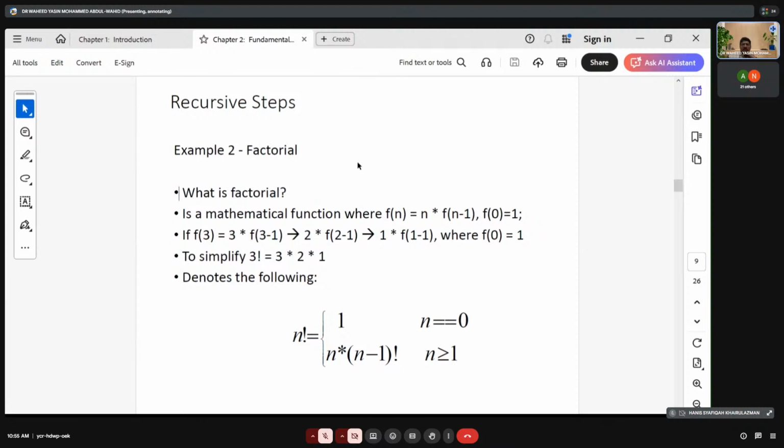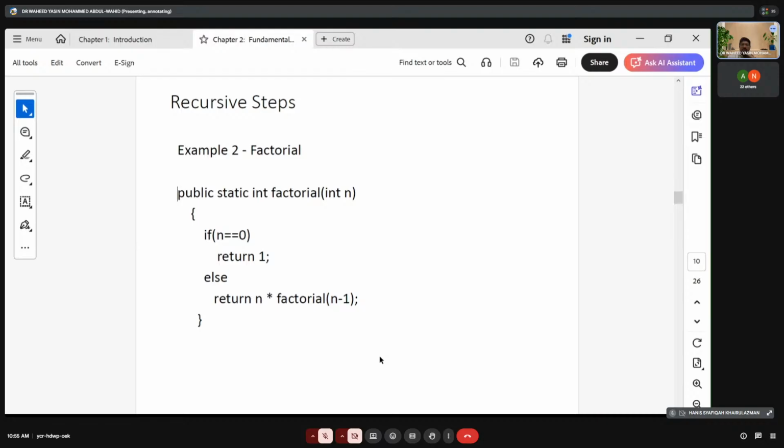Example of factorial. What is factorial? A mathematical function where f(n), the factorial number, n factorial is 1 if n equals 0, otherwise n times (n minus 1) factorial. Public static n factorial n: if n equals 0, return 1, else return n times factorial n minus 1.